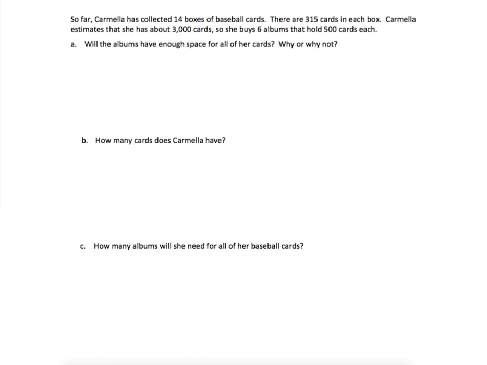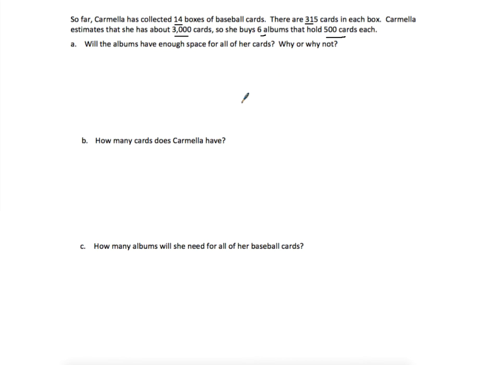When we take a look at one last problem over here, and I'm going to move through this rather quickly, to get the idea of what's the relationship between your estimate and what actually happens. The problem reads, so far, Carmela has collected 14 boxes of baseball cards. There are 315 cards in each box. Carmela estimates that she has about 3,000 cards, so she buys 6 albums that hold 500 cards each. Will the albums have enough space for all of her cards?